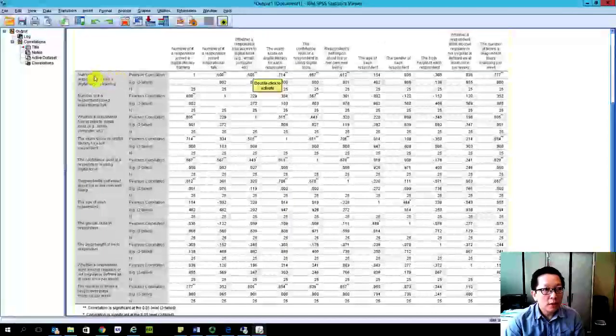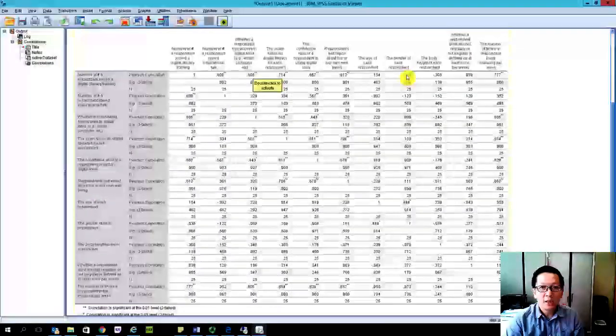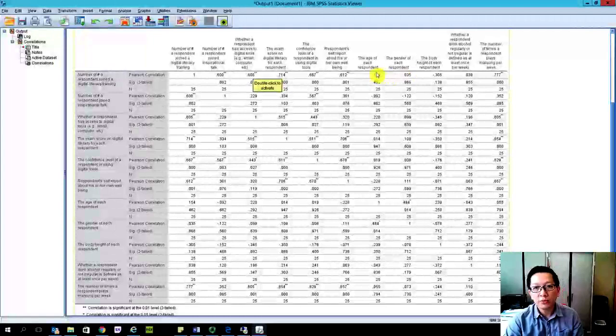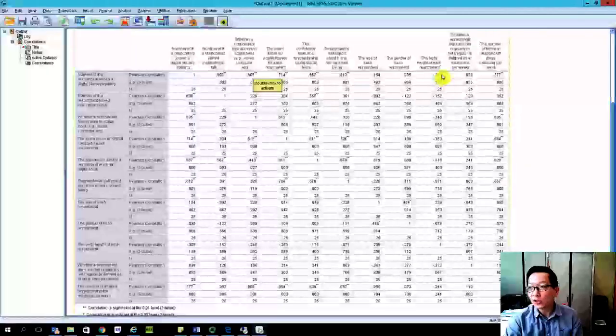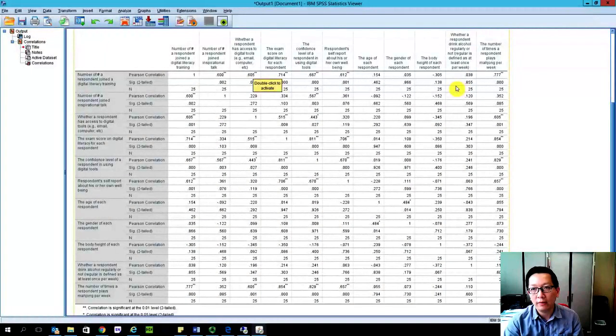But the number of times you join digital literacy has nothing to do with your age. It's not significant. It's not significant to gender. It has nothing to do with gender. So how many times you have joined has no correlation with your age or your gender. It has a negative relation with body height, but it's not significant. Right? So you can just ignore the things that are not significant. That's the key trick. Ignore everything that is not significant.